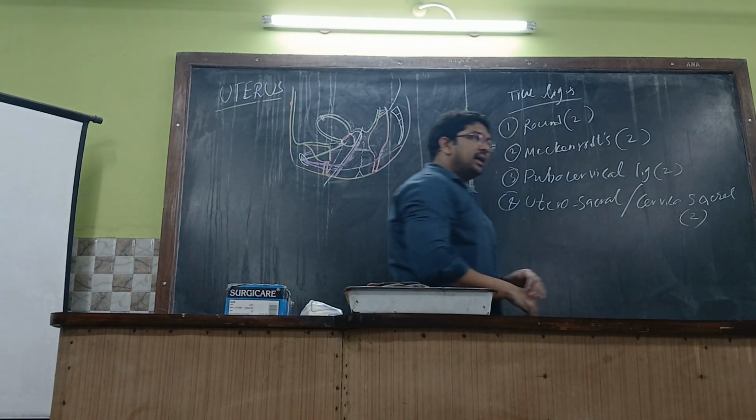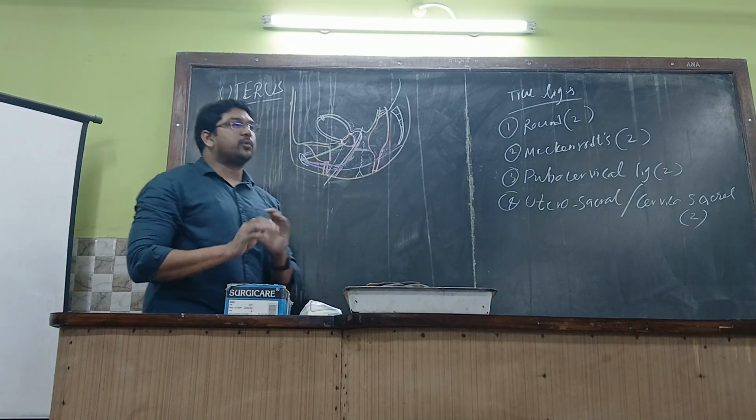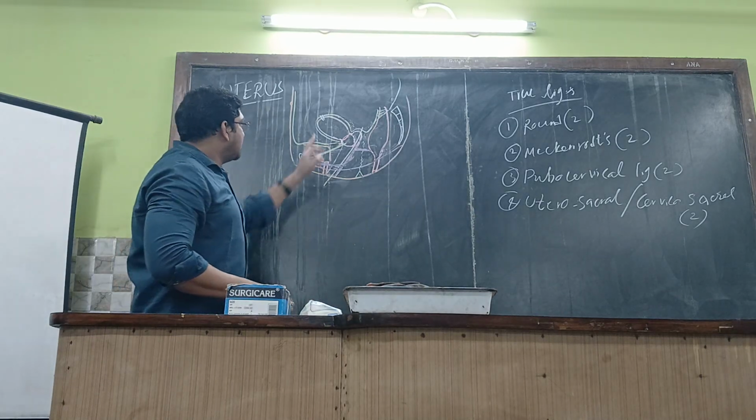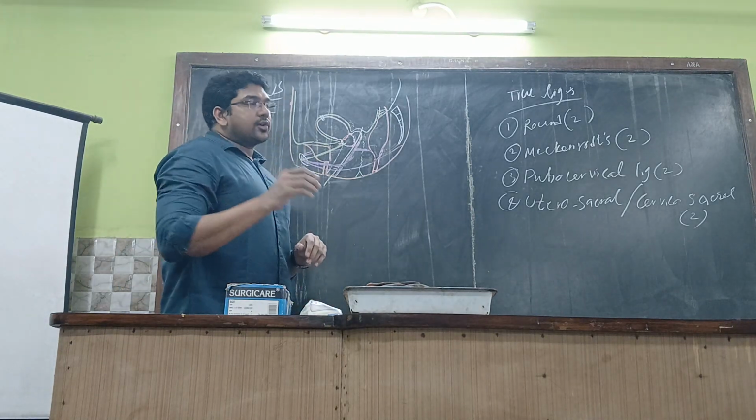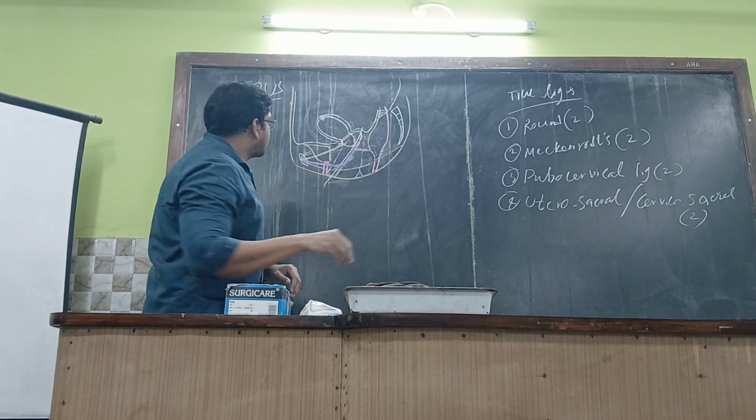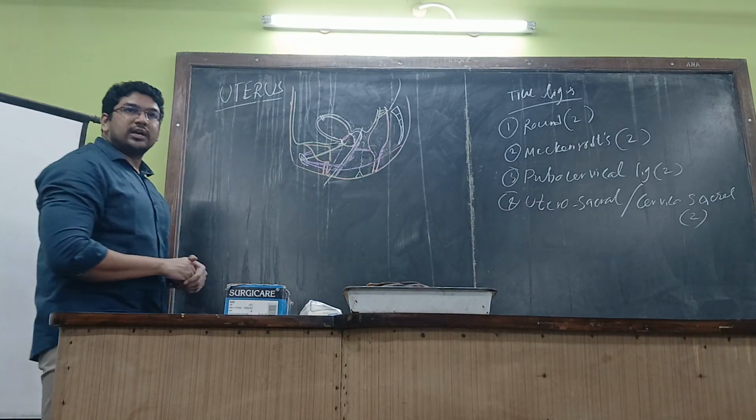So the 8 true ligaments you are supposed to remember. What are the ligaments? First of all, there are round ligaments. Where are the round ligaments situated? I have already told you the relation. Round ligaments.